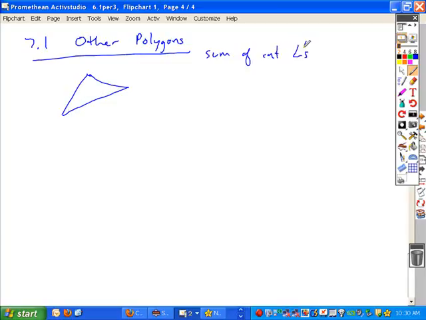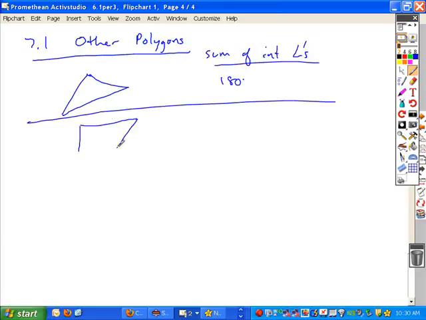What is the sum of the interior angles for a triangle? It's 180. We've talked about this already. What about for any quadrilateral? Okay, so those are the two that we've already talked about.